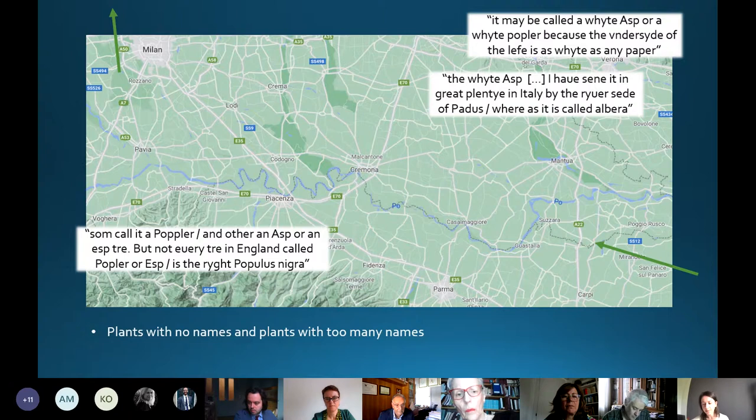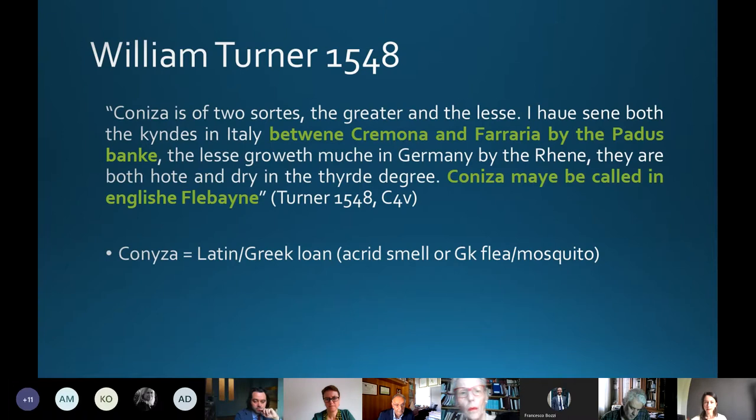We can explore this question further in diachronic perspective, and to this end, I will concentrate on the naming of another plant introduced by Turner and its later developments. This is Conyza. In 1548, Turner writes, Conyza is of two sorts, the greater and the less, have I seen both kinds in Italy between Cremona and Ferrara by the Padus bank, and Conyza may be called in English fleabane.